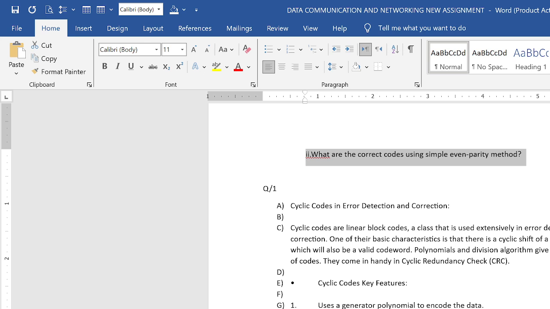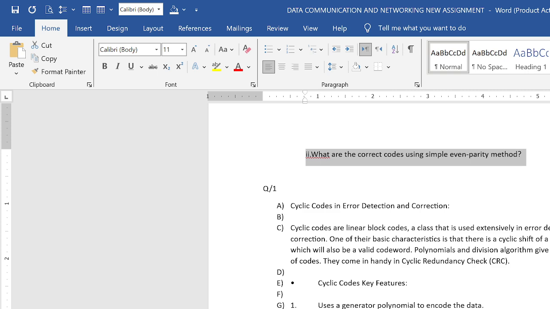So for question 1, cyclic codes in error detection and correction. Cyclic codes are a type of error detecting and error correcting code that is widely used in data communication and storage systems. These codes have a special property: cyclic shifts of the data bits result in valid codes.